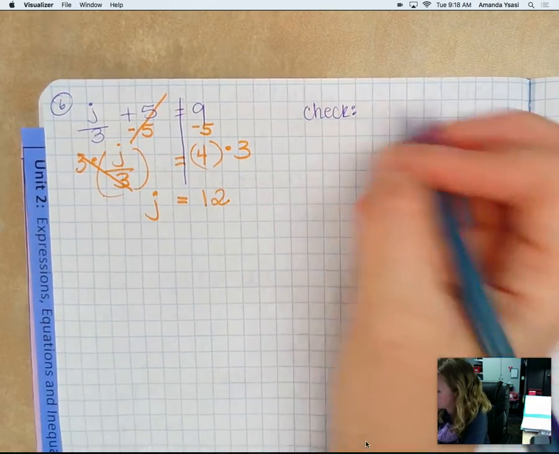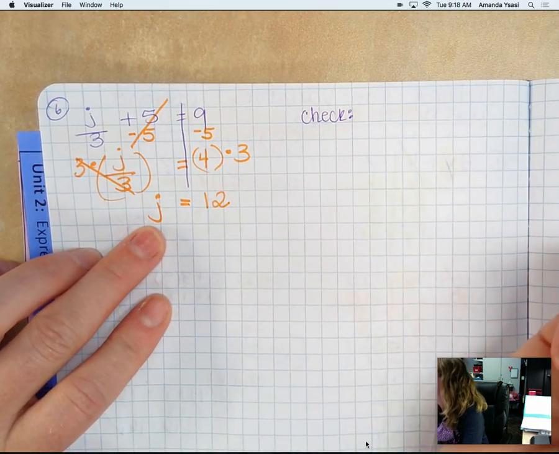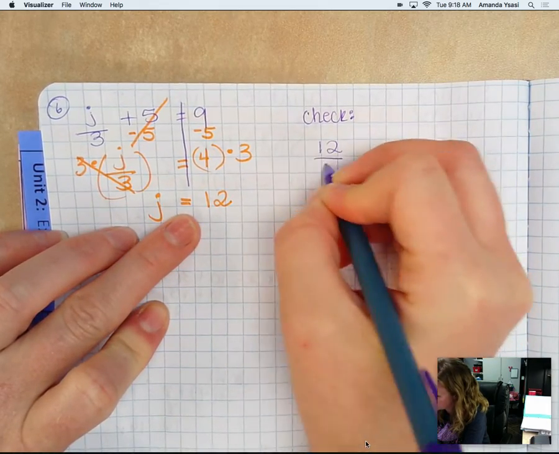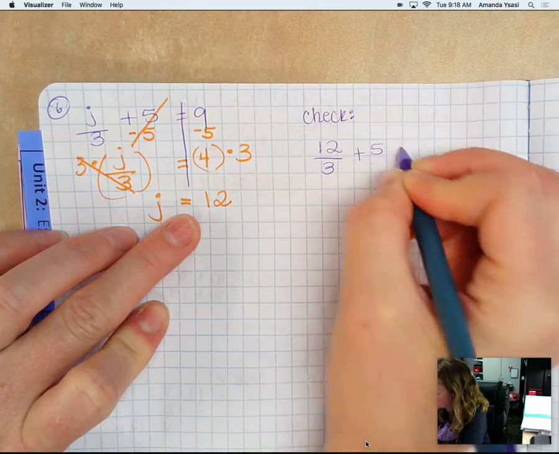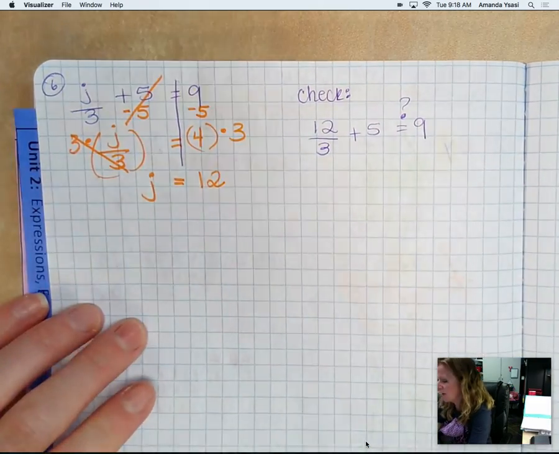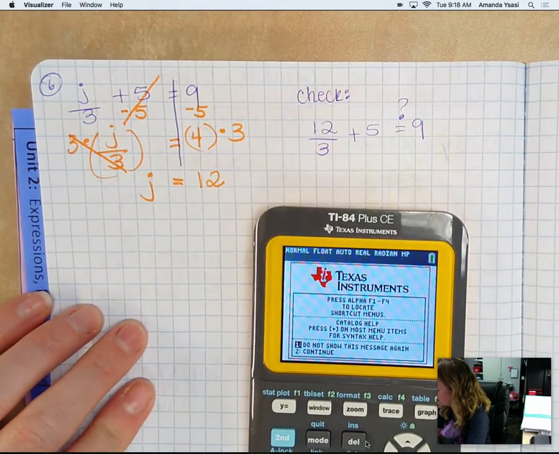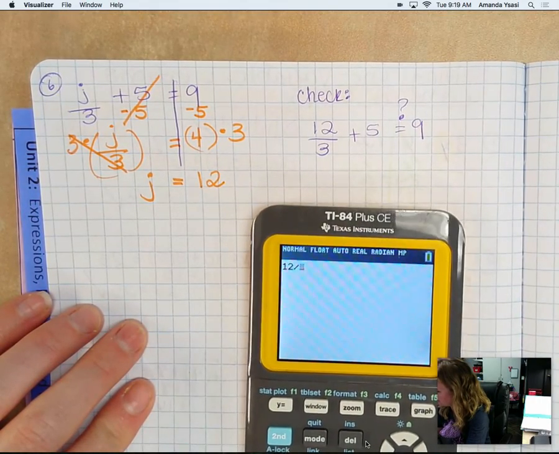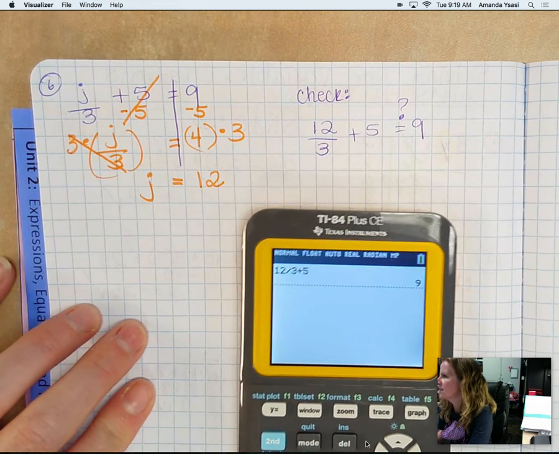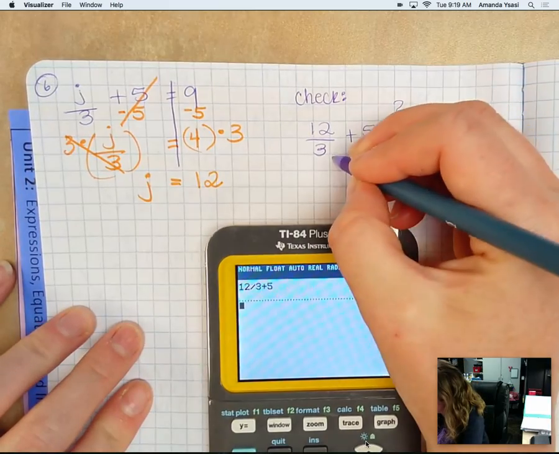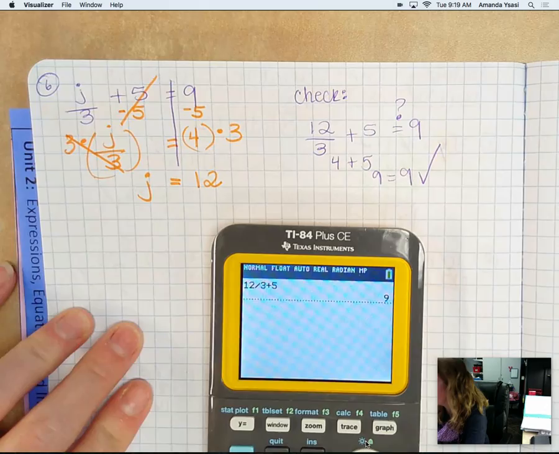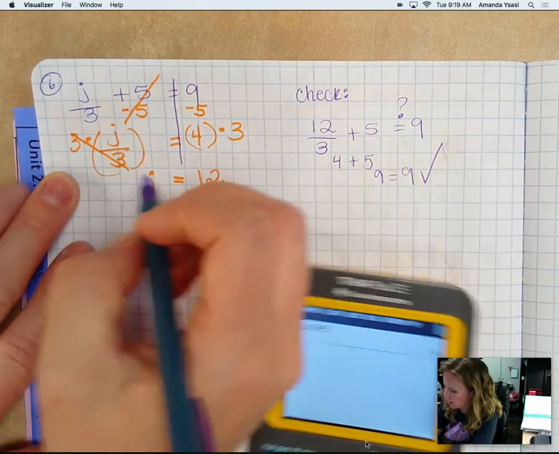We're going to check our work. Anytime I see j, I'm going to plug in a 12. So that's 12 divided by 3 plus 5 equals 9, with a question mark. If you want to just put it in your calculator, you can do that. 12 divided by 3 is 4, plus 5, so equals 9. So j equals 12.